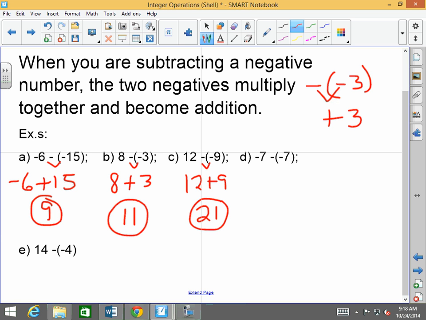I have a negative 7 minus a negative 7. So I have a negative 7. Negative times a negative is a positive 7. The signs are opposite, so you subtract as normal. 7 minus 7 would be 0. And 0 is neither positive nor negative.